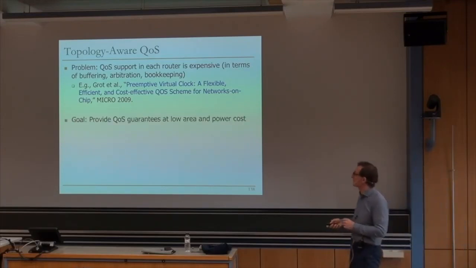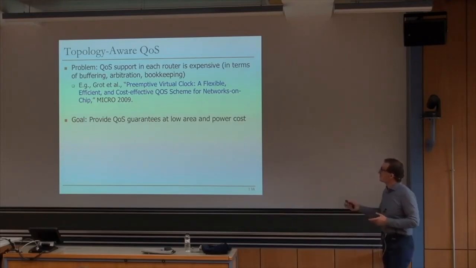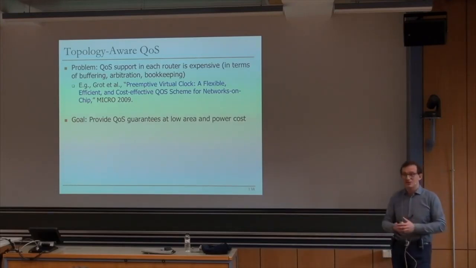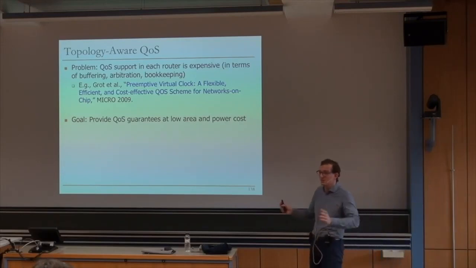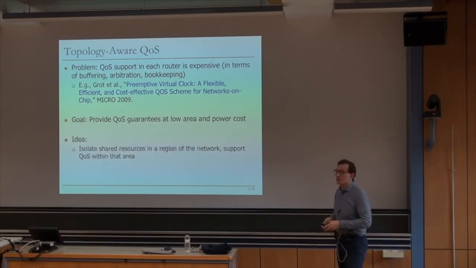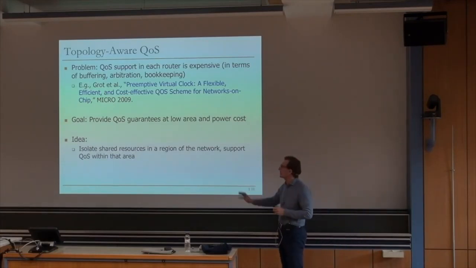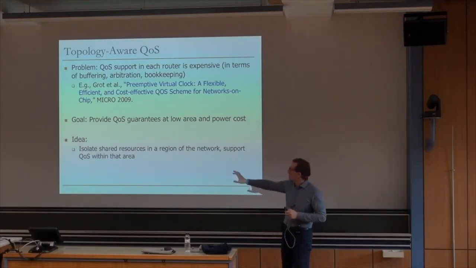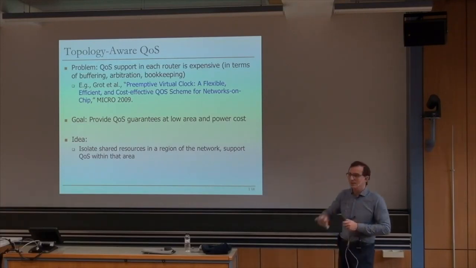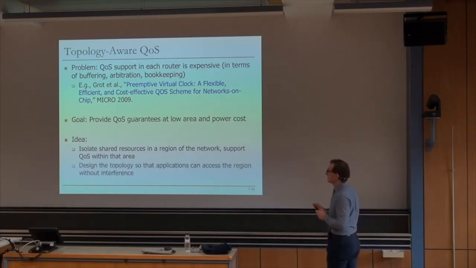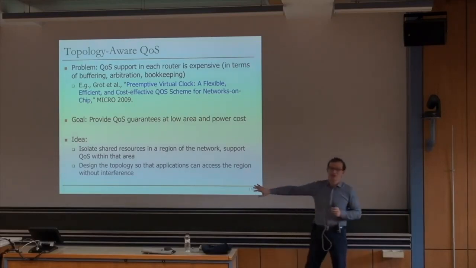And actually, there's one proposal that we had that makes it much more cost effective, but it's still expensive actually. So the goal is to provide quality of service guarantees at low area and power cost, because having it across 10,000 routers and every router enforcing those quality of service guarantees is not simple. So the idea in this work is to have isolation. Basically, create a region in the network where the shared resources are isolated, and you support quality of service only within that area. Everything else is quality of service free.